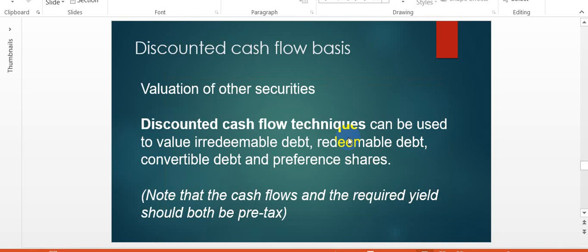We can also use the discounted cash flows to value other securities. The discounted cash flow techniques can also be used to value irredeemable debt, redeemable debt, convertible debt, and preference shares. You should note that the cash flows and the required yield should both be pre-tax in valuing other securities.